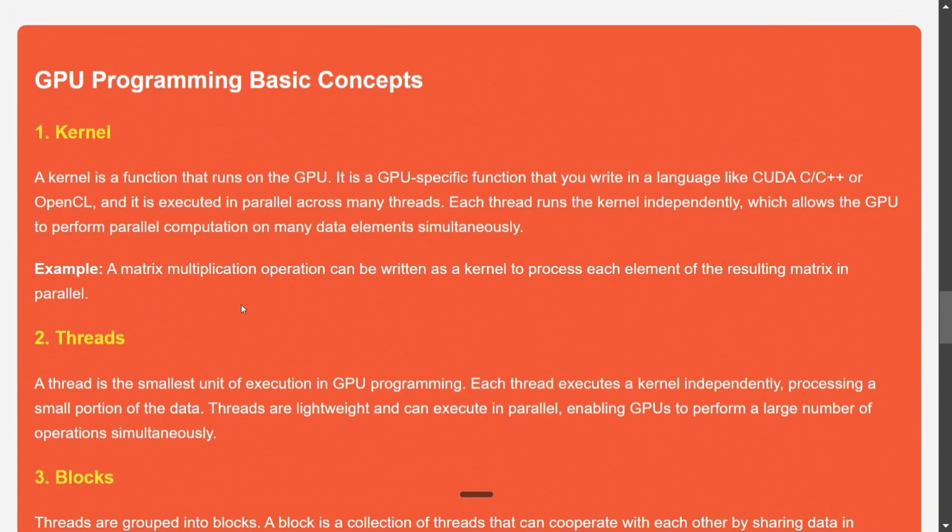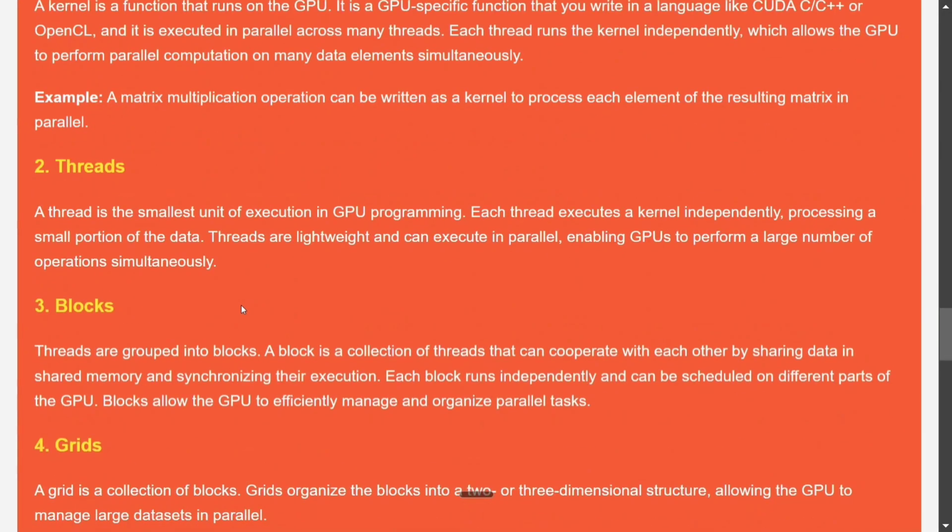Each thread executes a kernel independently, processing a small portion of the data. They are lightweight and execute in parallel, enabling GPUs to perform a large number of operations. Blocks. Threads are grouped as blocks. As I think we already mentioned, a block is a collection of threads. Each block runs independently and can be scheduled on different parts of the GPU.